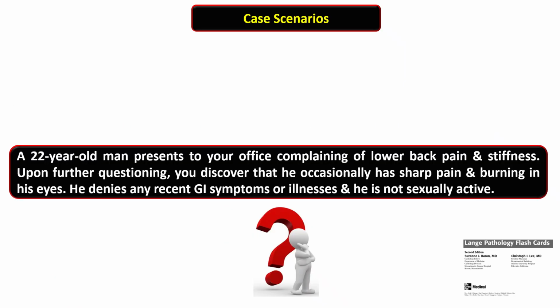So the classical clinical scenario for sacroiliac arthritis is a 22-year-old man who presents to your office complaining of low back pain and stiffness. Upon further questioning, you discover that he occasionally has sharp pain and burning in his eyes. He denies any recent GI symptoms or illness, and he is not sexually active.